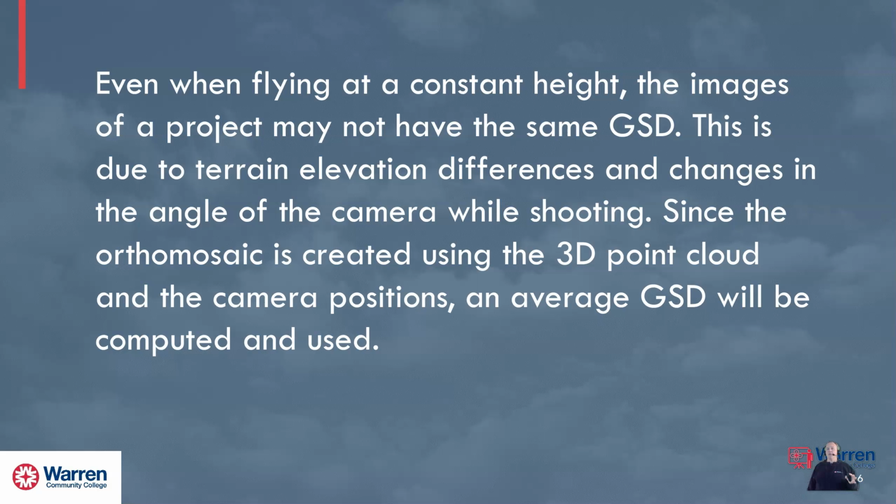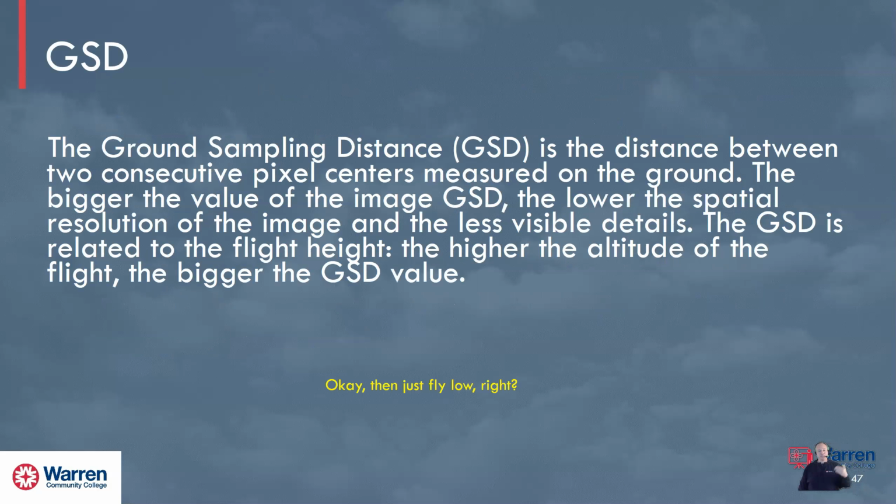Realize, though, that even when flying at a constant height, the images of a project may not have the same ground sampling distance because of that elevation we talked about before, and also changes in the angle of the camera while shooting pictures. Since the orthomosaic is created using the 3D point cloud and the camera positions, an average ground sampling distance is computed and used. So it's going to identify, because of the patterns of the pixels, how to tie everything together, but then it's going to average out that ground sampling distance.